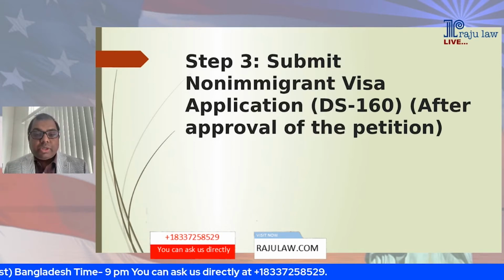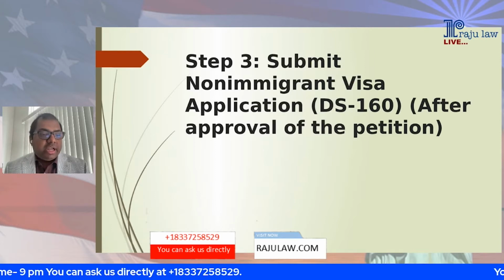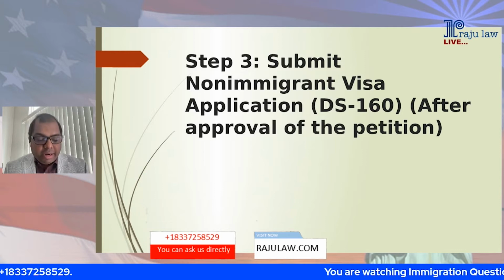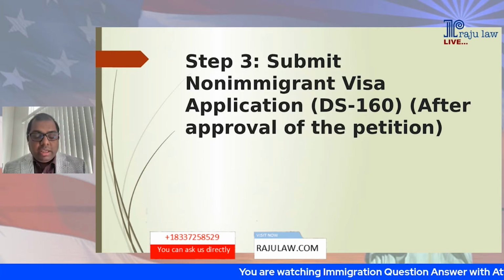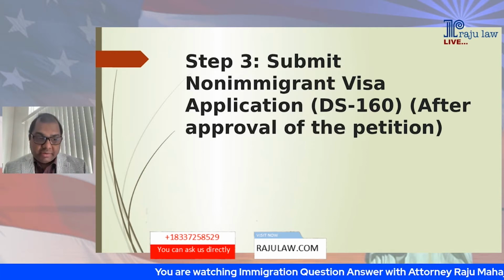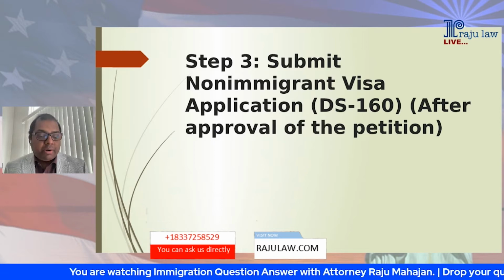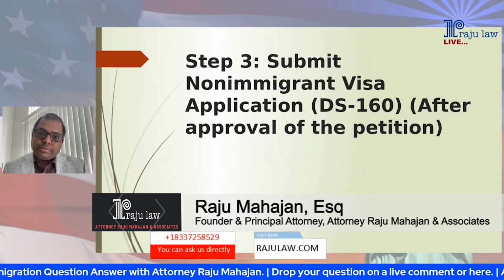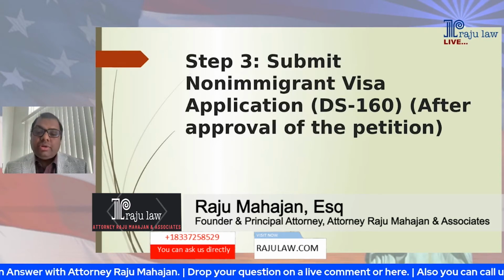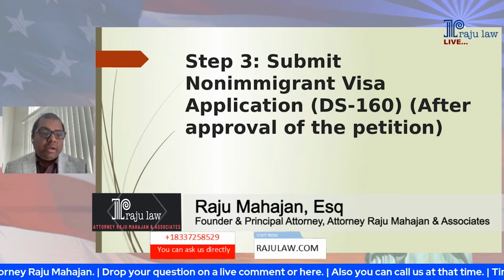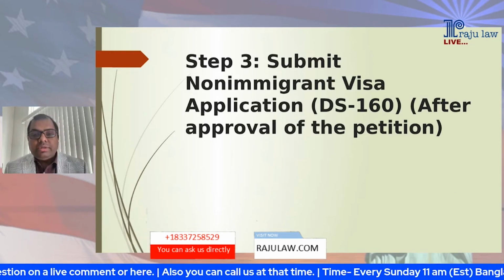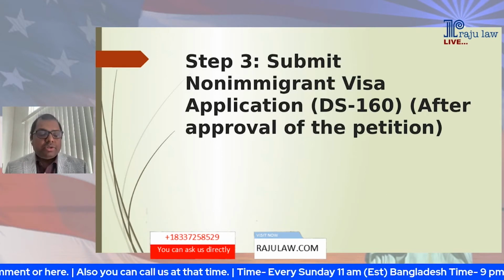The third step is for people who are already in a foreign country like Bangladesh, India, or Sri Lanka. But if you're already in America with a B1, B2 visa, your approved I-129 is enough for performing your job as a P3 visa holder. If you're living in a foreign country, you need to submit DS-160. A lot of people do not understand the difference between these two scenarios. That's why I thought I should say that.